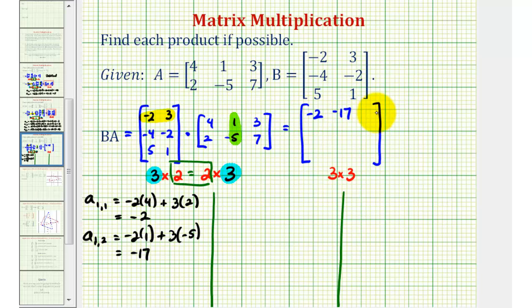Next element would be row 1, column 3, or A sub 1, comma 3. So now we'll use row 1 from the first matrix, but we'll use column 3 from the second matrix. So we'll have negative 2 times 3 plus 3 times 7. This would be negative 6 plus 21, which would be positive 15.